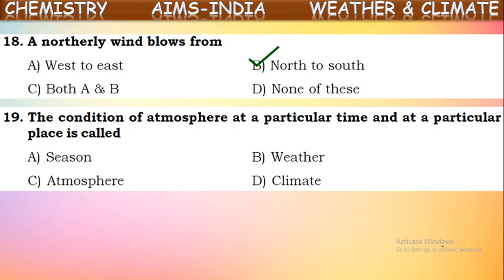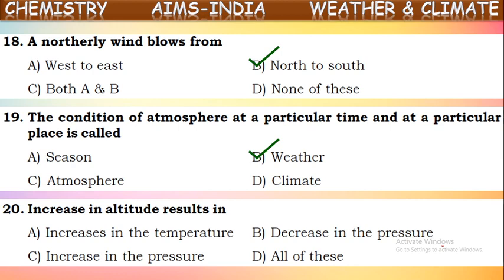Next, the condition of atmosphere at a particular time and at a particular place is called. Yes, the condition of atmosphere at a particular time and in a particular place is called weather. This weather will be changing from time to time. But if you take the same readings for a long time, with all the average of these conditions in a particular place for a long time, it is called climate. But at a particular time, if it is taken, those conditions are said to be weather of that place.